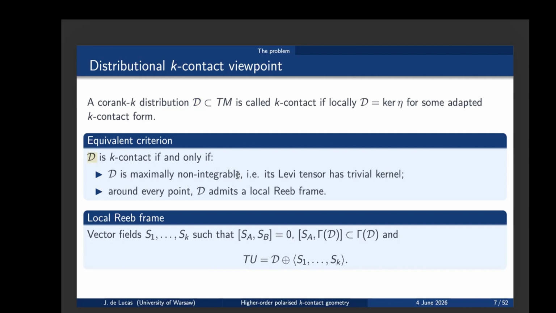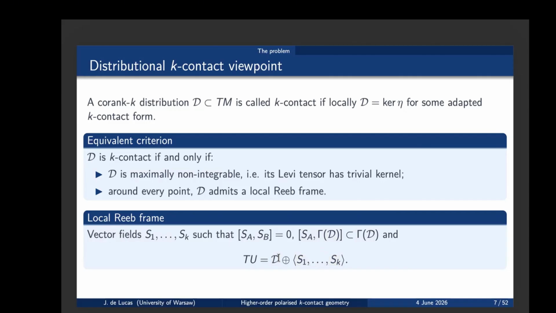The Levi bracket has to be surjective onto a complement, I will explain afterwards. But this notion is quite standard in the literature. And around every point it admits a local Reeb frame. A Reeb frame means that there are k vector fields commuting among themselves and being a symmetry of the distribution. There are vector fields that commute between themselves, they leave the vector fields on the distribution invariant, and they give you a complement to the k-contact distribution D.